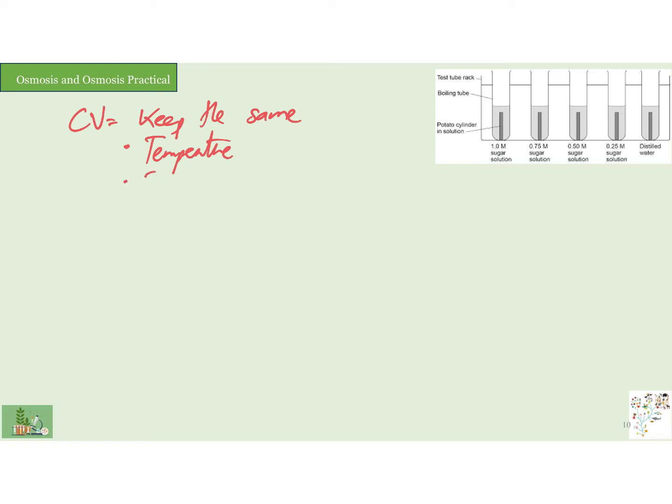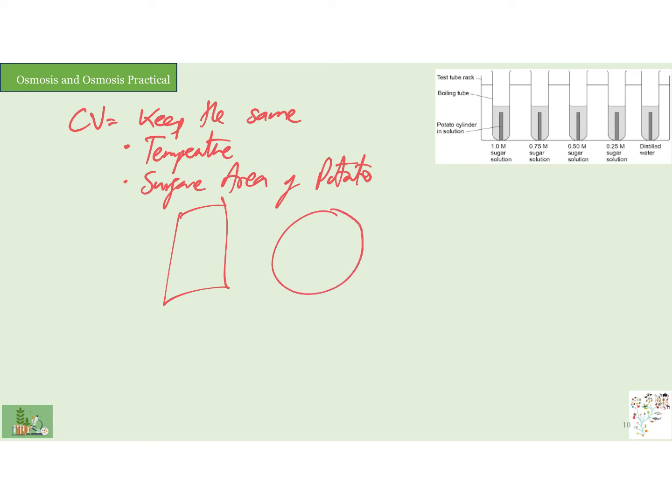You should then keep the surface area of the potato the same, because again, it's one of our factors. If I had one potato that was that size, and I had another one that was like that, they have a completely different surface area, which is going to affect the rate of uptake. So you have to keep the surface area the same. You should also keep the species or type of potato the same.